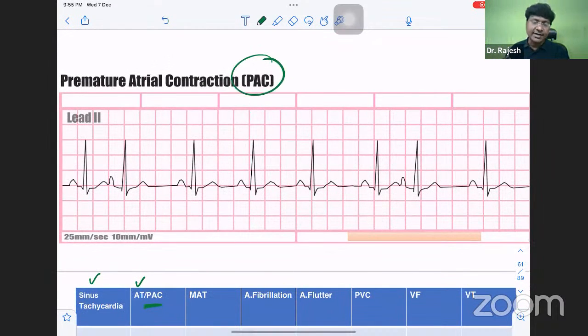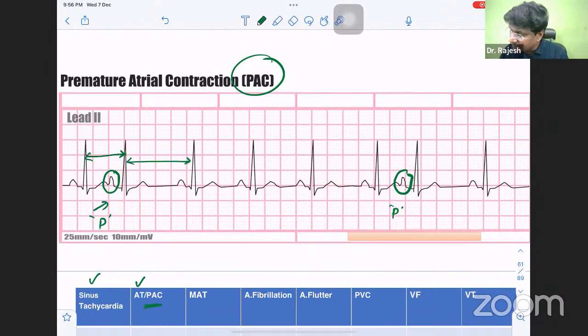See, premature atrial contractures is another clinical condition where the individual can present with palpitations. In case of premature atrial contracture, the premature complex, right? You will have an abnormal P wave compared to the other P waves. And exactly before that abnormal P wave, the RR interval will be shortened. And exactly after that complex, the RR interval will be prolonged compared to the other RR intervals. That is how you will identify the premature atrial contractures.